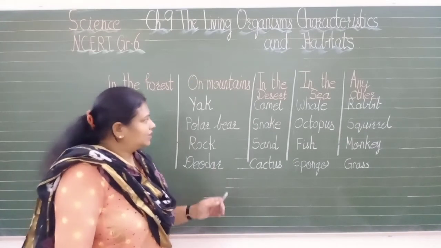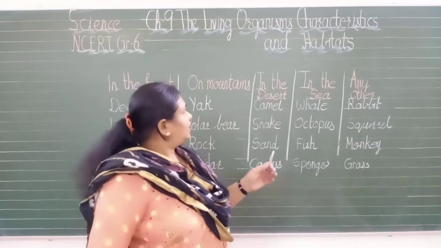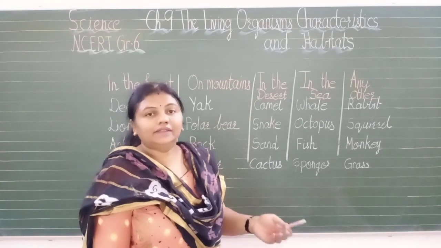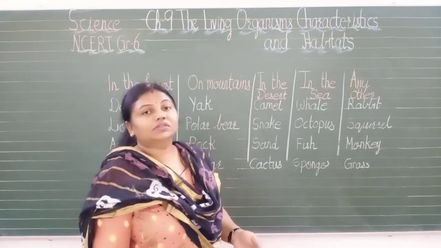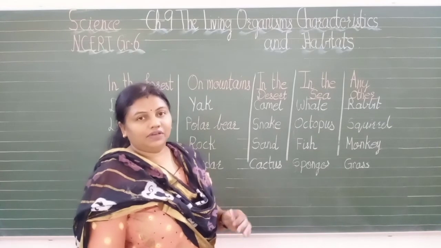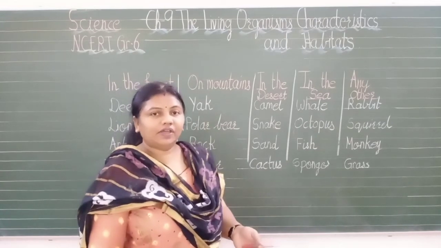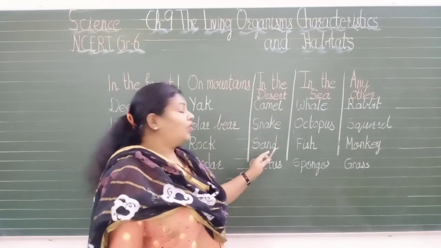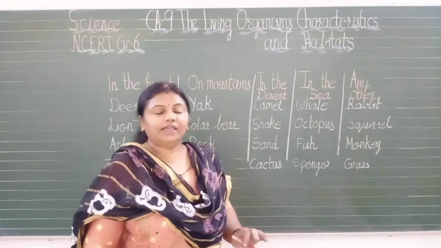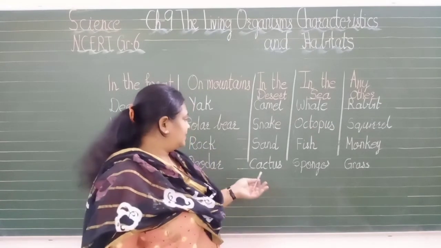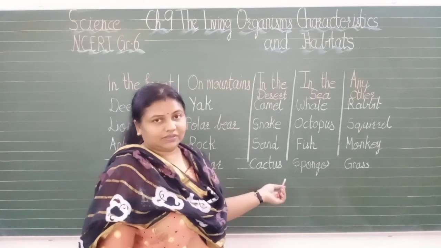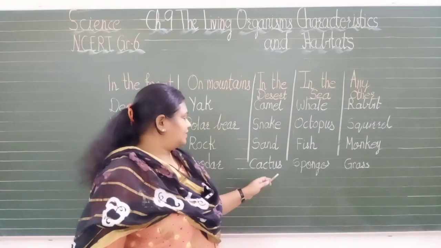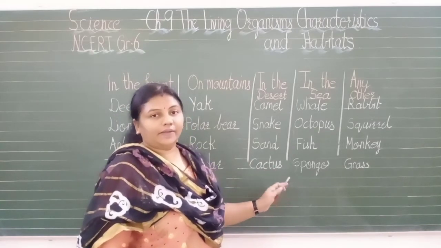Now in the desert, yes students, you can find camels. You cannot find a cow or lion in the desert, isn't it? Because a camel can easily survive in the desert. How it can survive, that I will tell you. Then even snakes. You can also find a large amount of sand in the desert. And plants like cactus. Mango trees are never seen in the desert, but plants like cactus, which have a certain kind of adaptation, can be found in the desert.